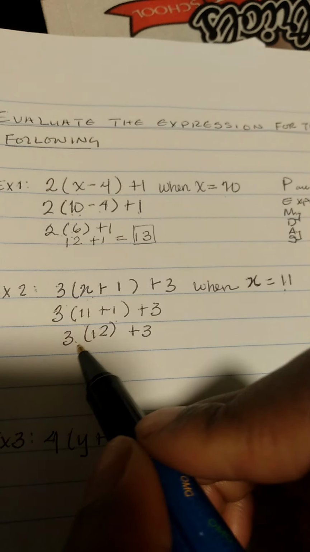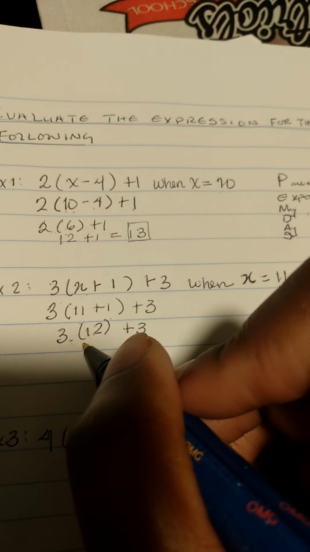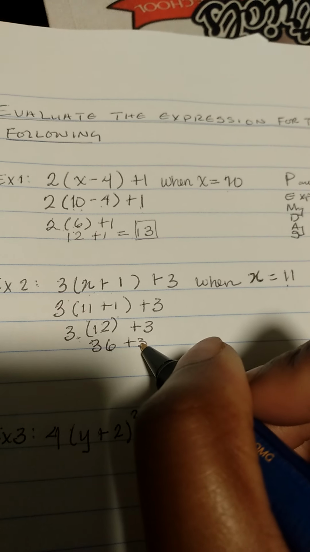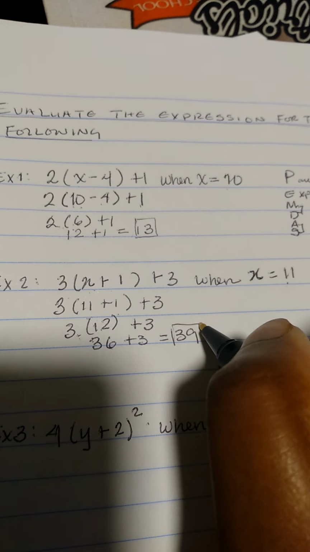Then I'm going to do multiplication. 3 times 12 is 36. And then I add my 3. 36 plus 3 is 39. And that's my final answer.